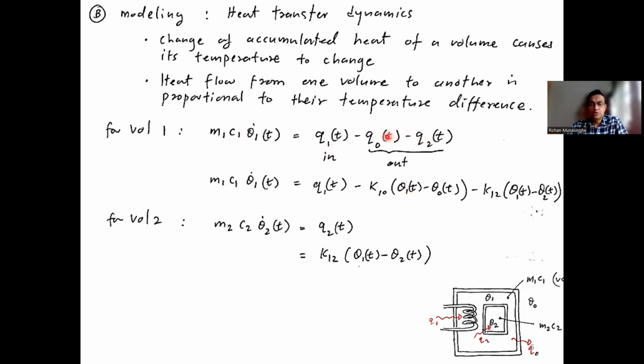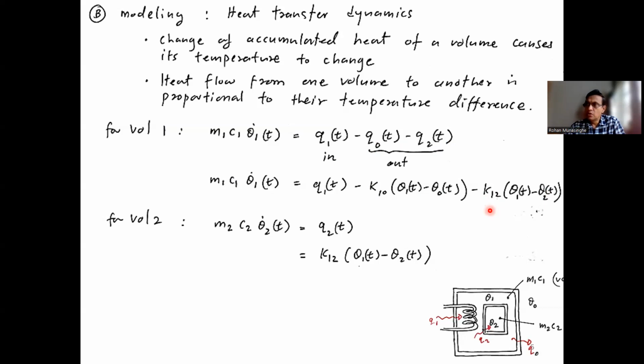Input is Q1, outputs are like that. So I can write whatever heat goes out to the environment is because of the temperature difference. Theta 1 is the high temperature, theta O is the outside temperature, let's say lower than this one. So heat goes from high temperature to low temperature, and this is a proportionality constant, K1,0, from volume 1 to 0. 0 means outside. And some heat goes into the inner chamber based on the temperature difference. Again, we assume volume 1 temperature is higher than volume 2 temperature, so theta 1 minus theta 2, and the transfer rate is K12. So that is our first equation.